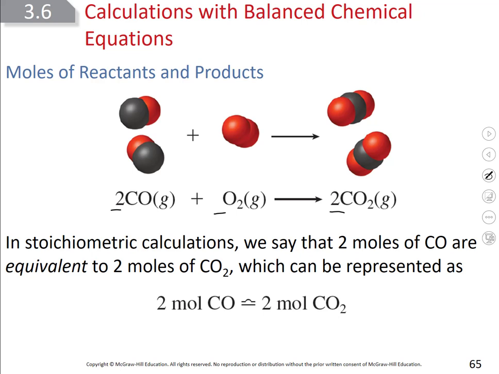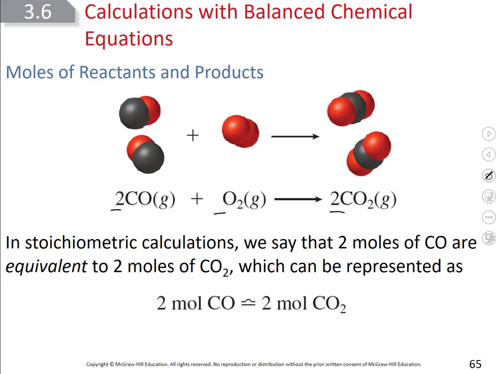These coefficients can be used to make something called a molar ratio. Now, in the last problem, we said a molar ratio is like 2 hydrogens to every H2O. That is a molar ratio. We can also say that for this reaction, 2 moles of carbon monoxide are needed for every 2 moles of CO2. That is also a molar ratio.